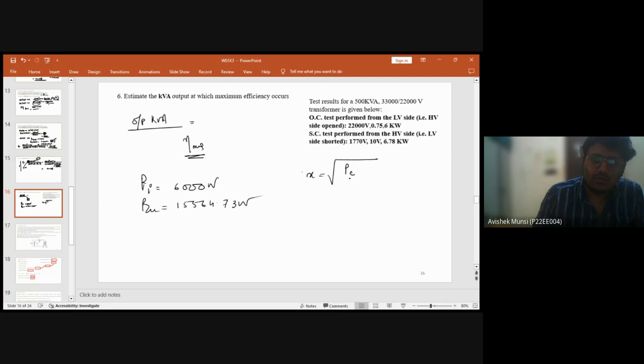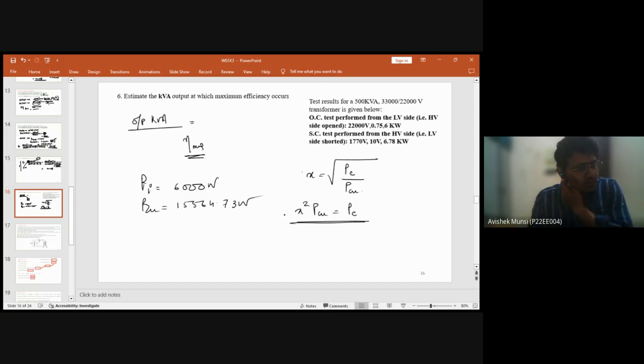Root over of the core loss by the copper loss. Fine. So you know the copper loss. So this can also be written like this: x square of PCU equal to PC or PI. I put this one in question number 1. So here we have to calculate. So what will be the x?